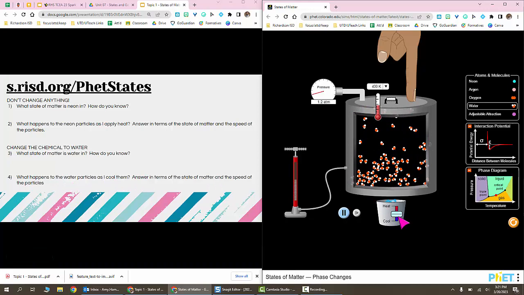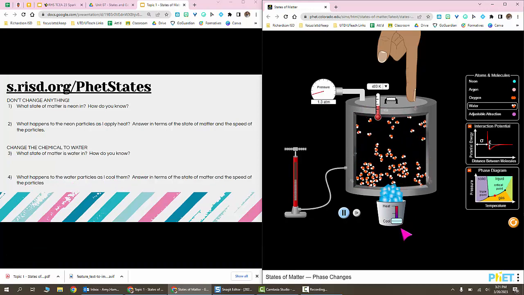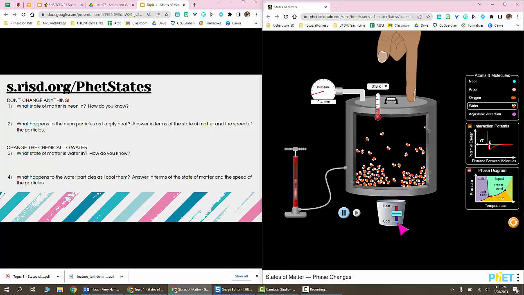So let's see what happens. We're going to put some ice in there. We're going to cool the temperature way down. Notice how the particles are starting to stick together. Those gas particles, when they hit the particles down there at the bottom, begin to stick to them. They're not floating freely anymore. The particles begin to stick together. That would be the liquid state.